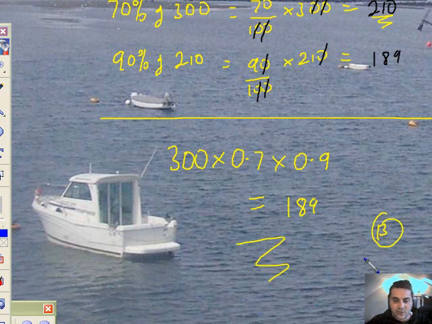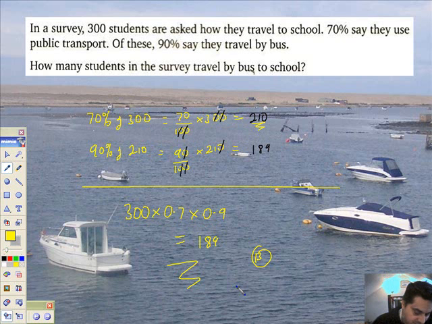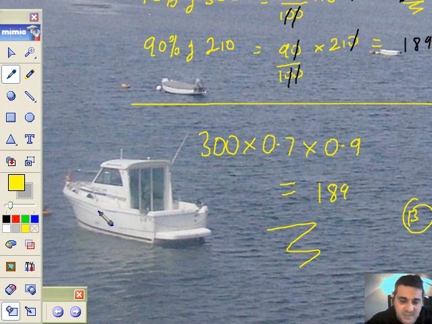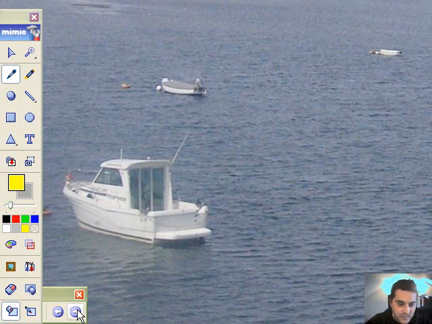And that's the clever grade B way of doing it. Just check it. So 300 times 0.7 times 0.9 equals... Can you see that? Well, I'll make that 189. So it works a treat. Okay, so be smart, save time, do it the nice way.